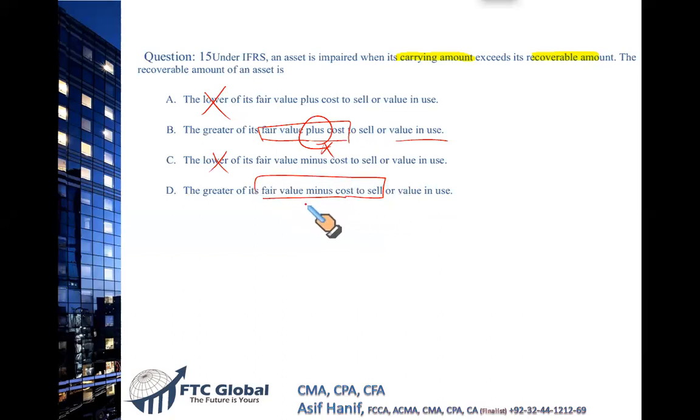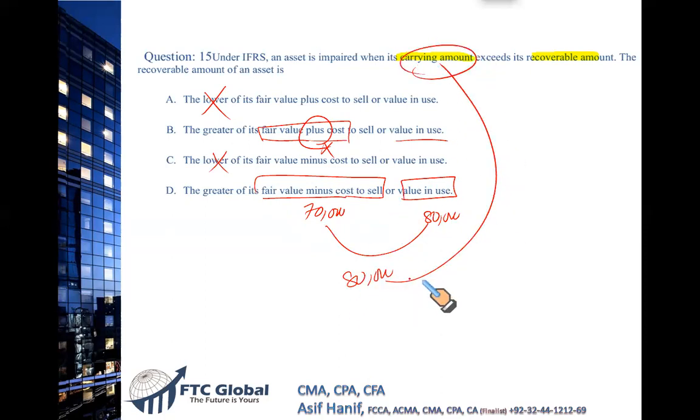Fair value minus cost to sell is the first element, which we determined to be 70,000 in our example. And value in use is the present value of future cash flows. The greater of these is what you take as a comparator, and you compare it with the carrying amount, and the difference will be considered as your impairment loss. Correct, Ibrar, you're right. So that makes D the correct option.